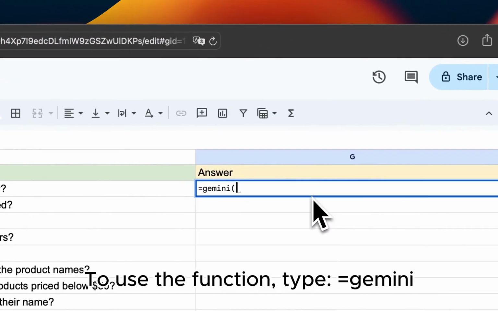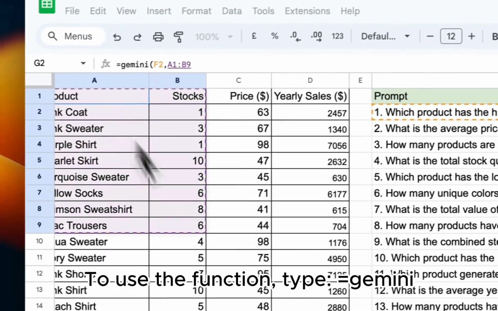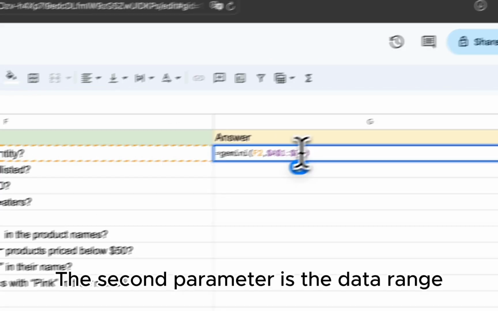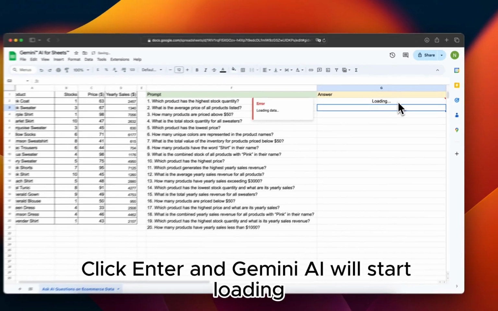To use the function, type equals Gemini. The first parameter is the cell of the prompt. The second parameter is the data range. Click enter and Gemini AI will start loading.